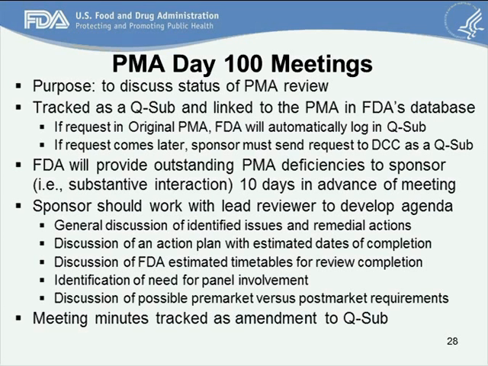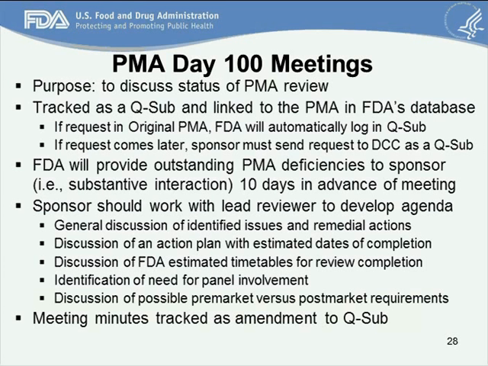What you need to know is that if you're requesting a PMA Day 100 meeting within your original submission, we will automatically log in the Q-sub when we log in your original PMA. However, according to FDAMA, you have up to 70 days to request the PMA Day 100 meeting. So if you want to do so later in the PMA review process, you must send in that request as a Q-sub to the DCC.